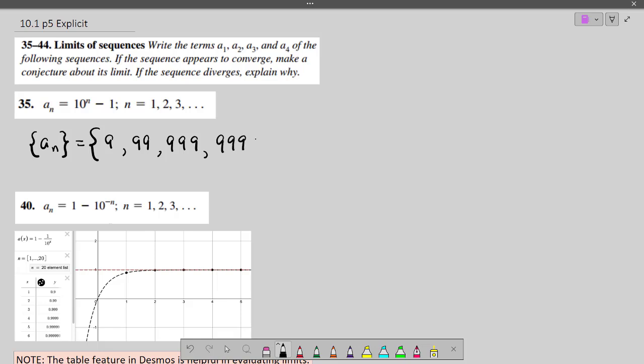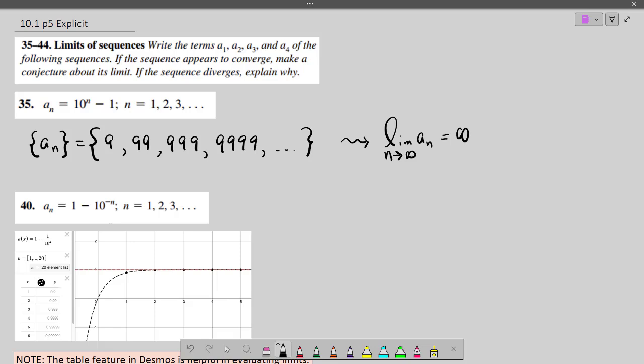So here are the first 4 terms of the sequence. Looking at that sequence, it becomes pretty obvious that the limit of a sub n as n goes to infinity is infinity. Right, these sequence values are getting arbitrarily large. There is no bound.